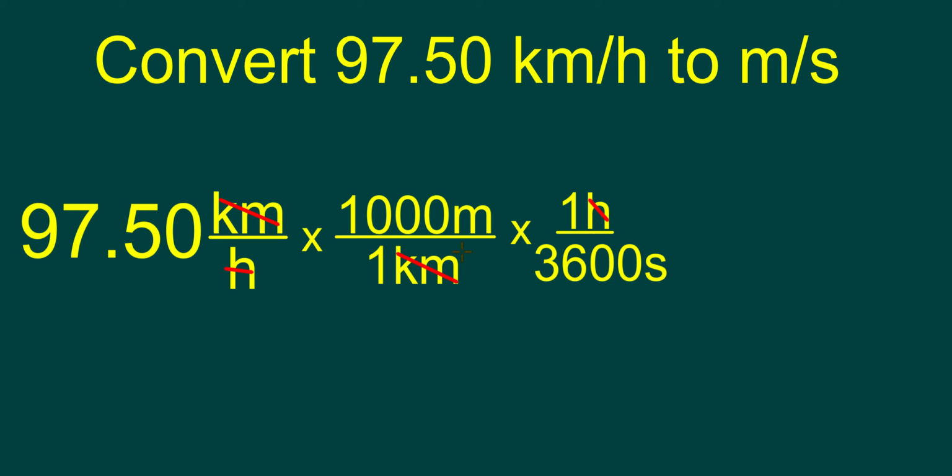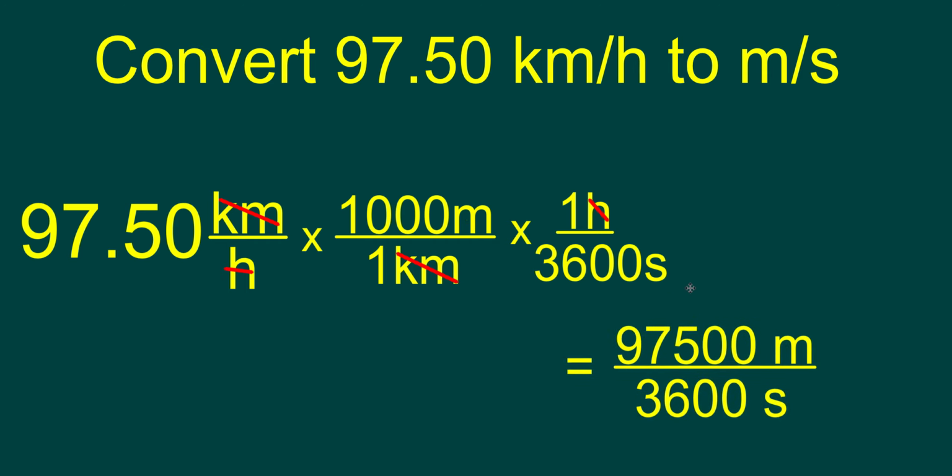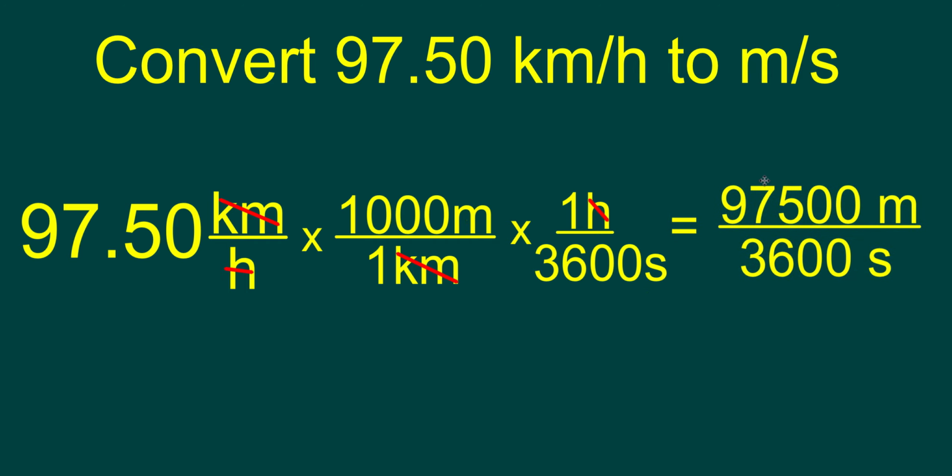Nothing has changed. So I have canceled my kilometers from the top and bottom. I've canceled my hours from the top and bottom. I am left with meters on the top, seconds on the bottom. I do my mathematical calculation and I get 97,500 meters over 3,600 seconds. And if we reduce that, we get 27.08 meters per second. So this is the proper way of doing it.